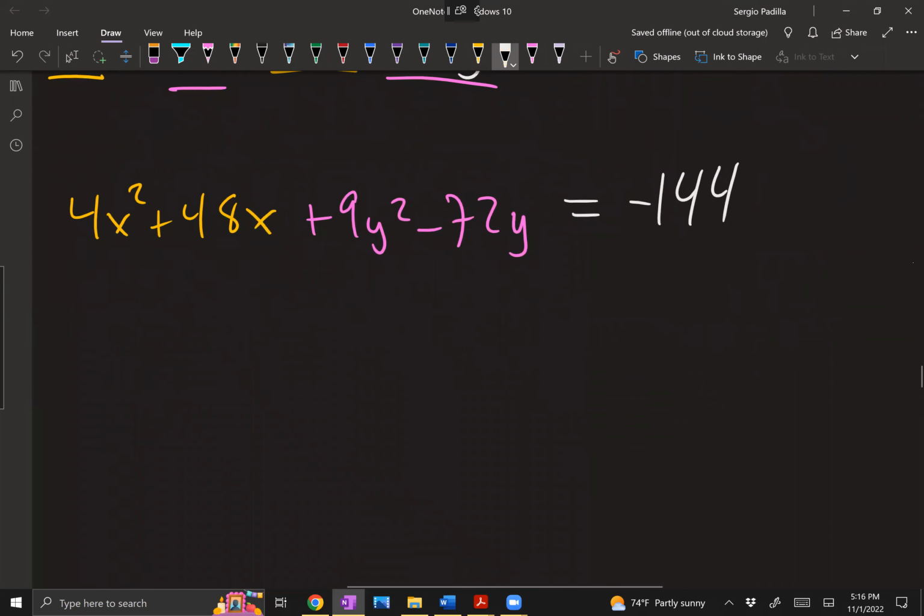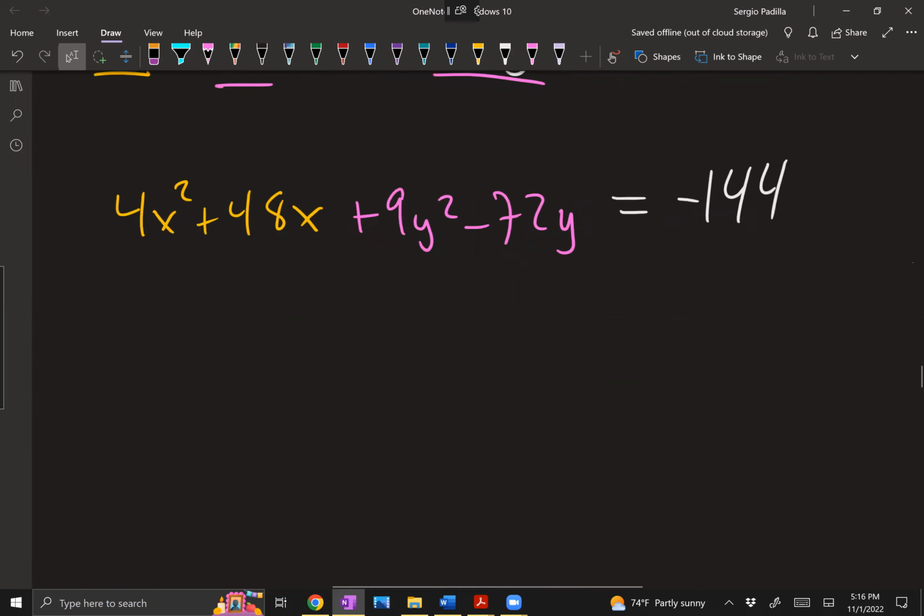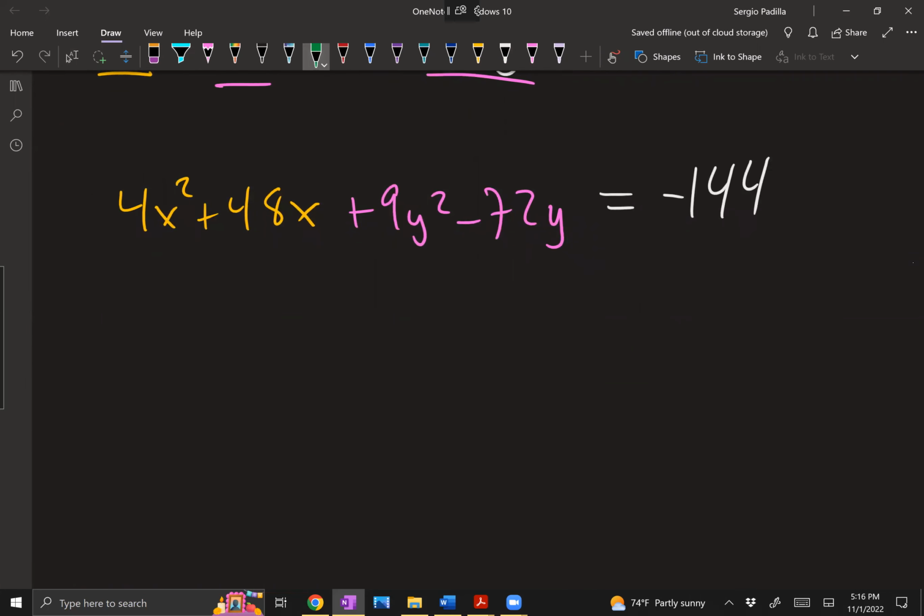Now, what we're going to want to do next is making sure that the first number for your squared terms are both equal to 1, right?